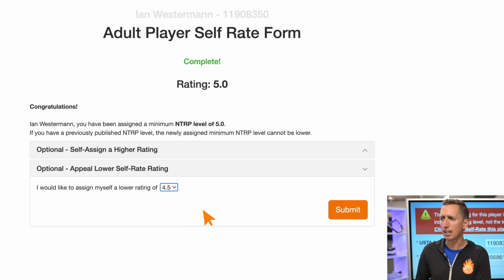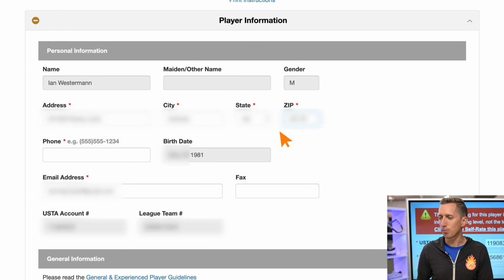How did my age not come into it? Well, my age is probably in my profile, I would assume. So how is the age a factor on the chart, but it's not a factor here on the form? I'd like to assign myself a lower rating of 4.0. Submit. Player information. Look, my birth date is already filled. Like they know my birthday already. They know what year I was born.